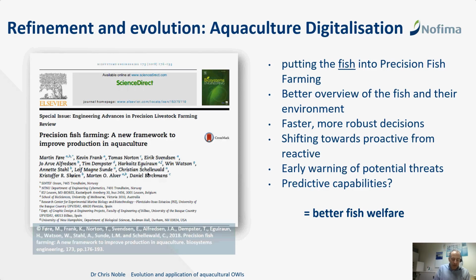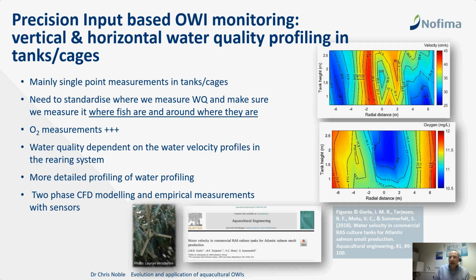And when we talk about PFF, I feel as a fish biologist, at least from my perspective, that we really need to put the fish into precision fish farming. A way to look at it is to basically take the toolboxes that we have now and see how we can develop them in the future. And a lot of this development can take place with these level 1 and level 2 OWIs that I mentioned within the earlier framework.